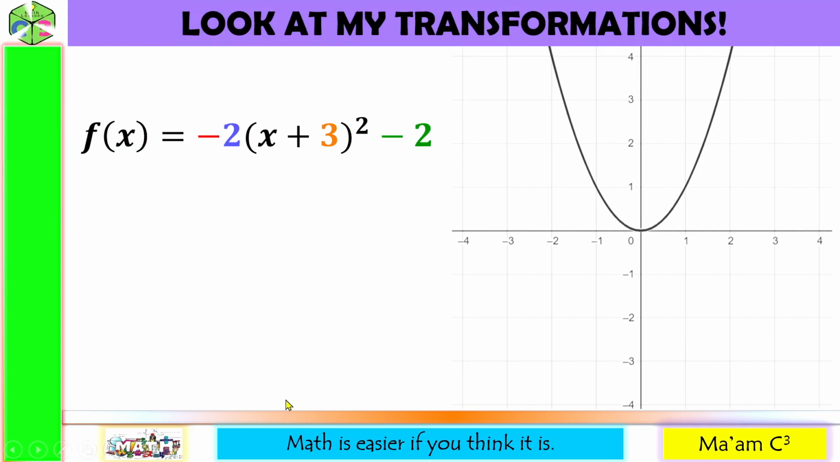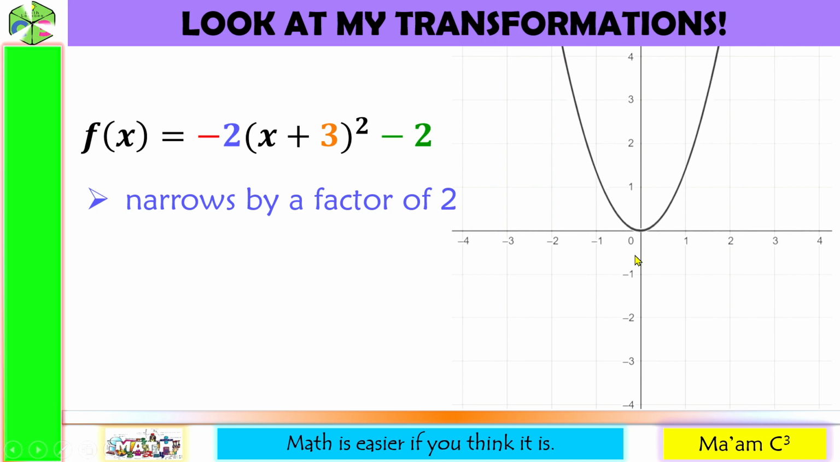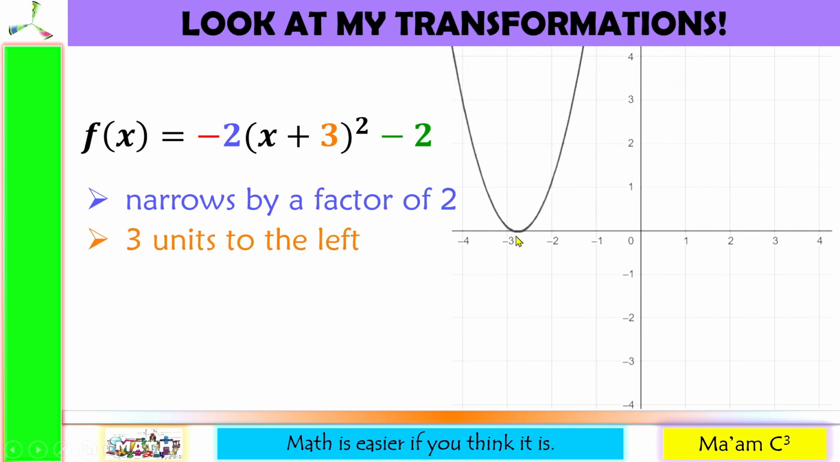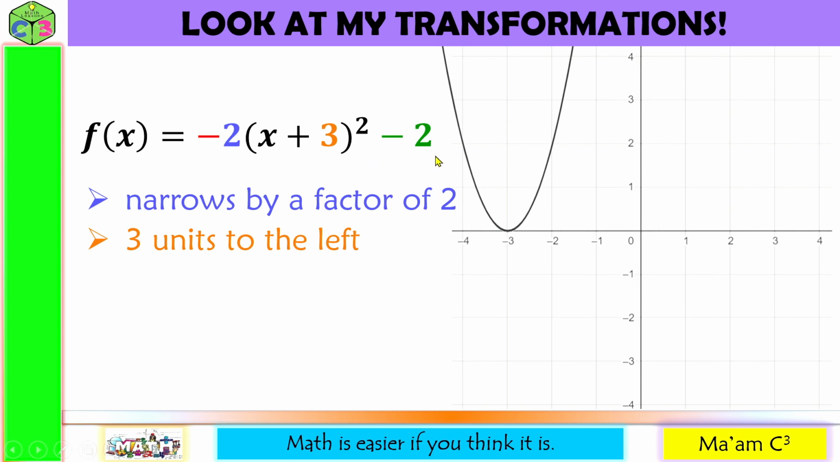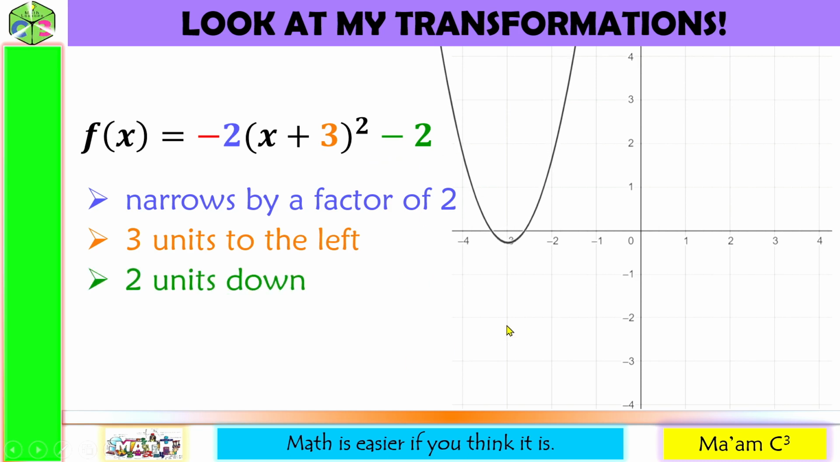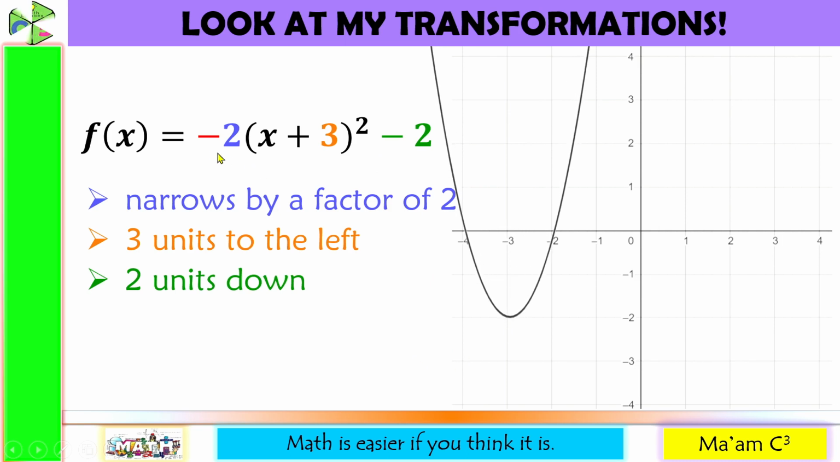Look at my transformations. Because of these two here, we know that this graph will be narrower by a factor of 2. Let us do that. Because of this positive 3 here, we know that our graph will move 3 units to the left. Because of negative 2 here, we know that our graph will move 2 units down. And because of this negative sign here, we know that the graph will reflect down.